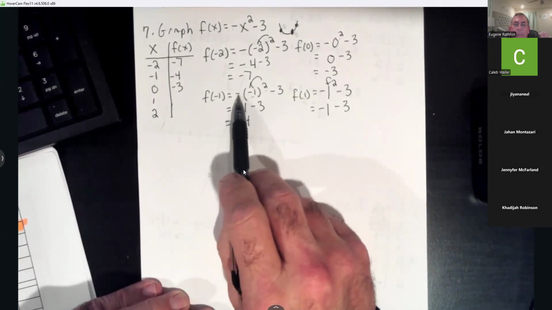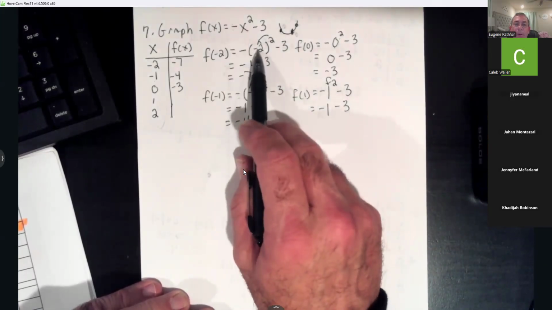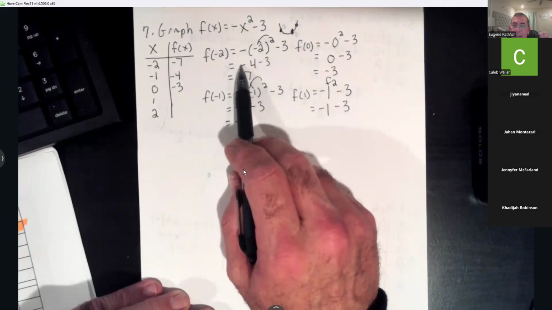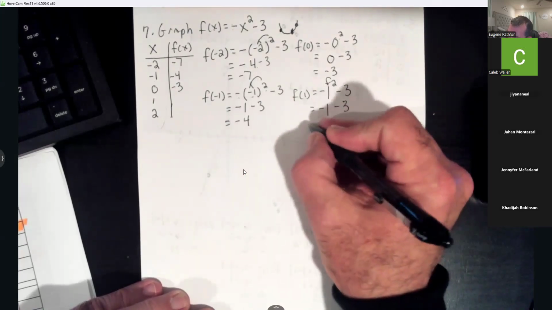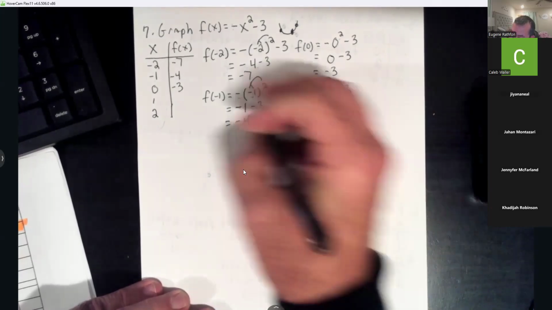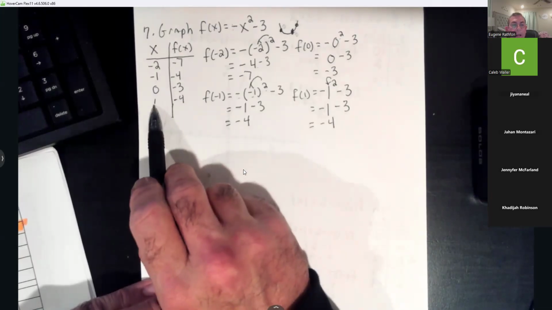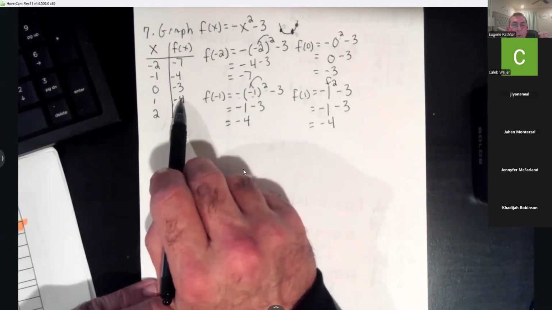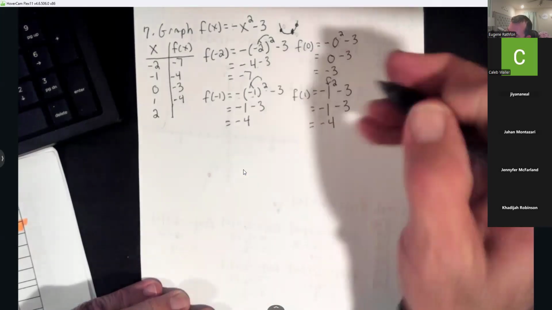So y'all look, if you got a negative in front of the x squared, I don't care if you're putting in a negative number or a positive number, it'll stay negative. And then y'all, that gives us -4. So look, the -1 and the +1 both gave me -4. So I'm going to get the same thing for 2 that I got for -2.